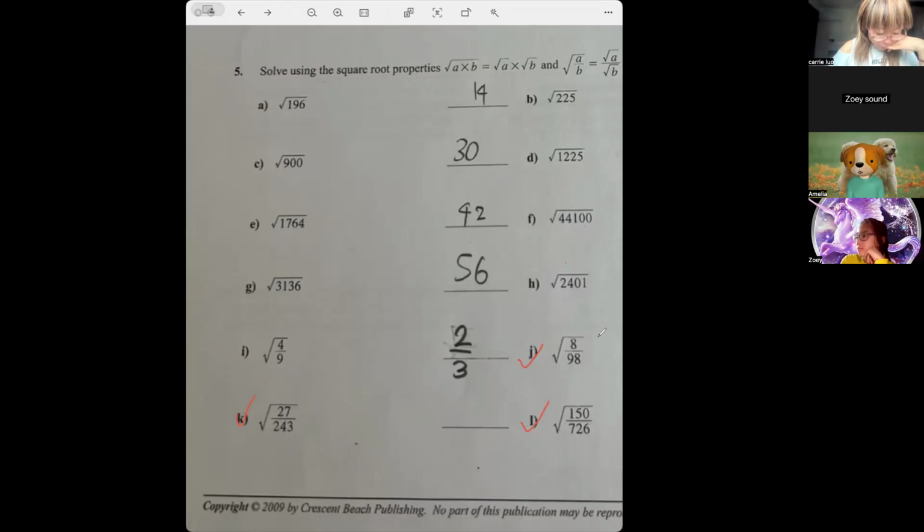So 8 divided by 2 equals 4, and 98 divided by 2 equals 49. So it's 4 over 49, square root, correct? Yeah. Okay, so the answer is 2 over 7. So 2 over 7. Very good. Okay, so number K, can you do number K yourself? Sure.